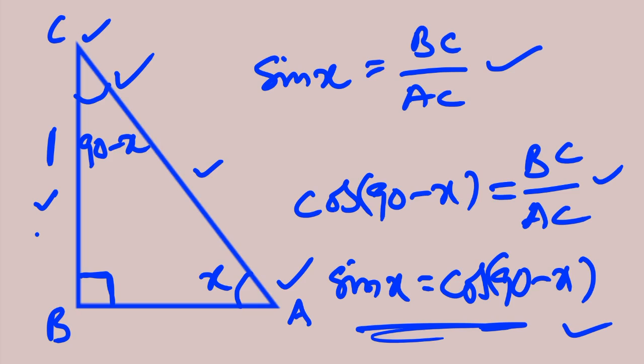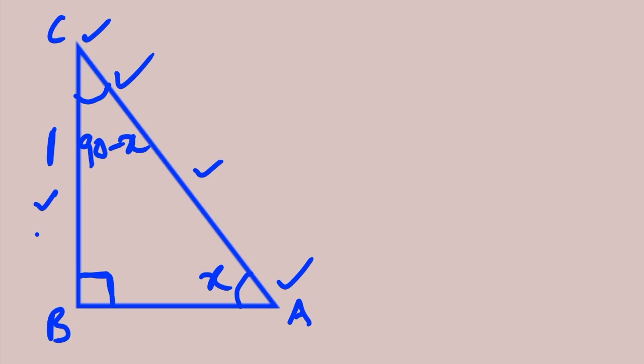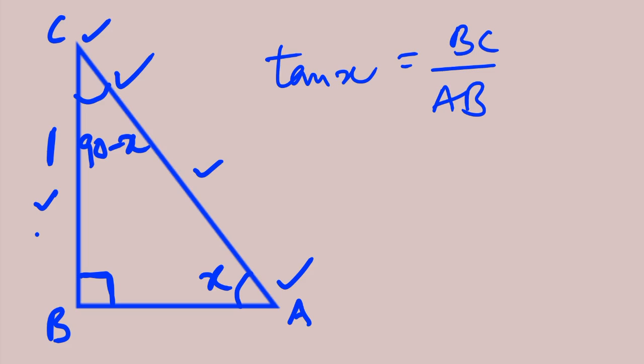Like that we can prove all the things. If I take another one, the tan ratio, here I am taking tan x. With respect to A, what is the tan ratio? Opposite side by adjacent. Here the opposite of angle A is BC and adjacent is AB, so BC by AB. Then what about cot of 90 minus x? That means I am taking the cot ratio with respect to C.